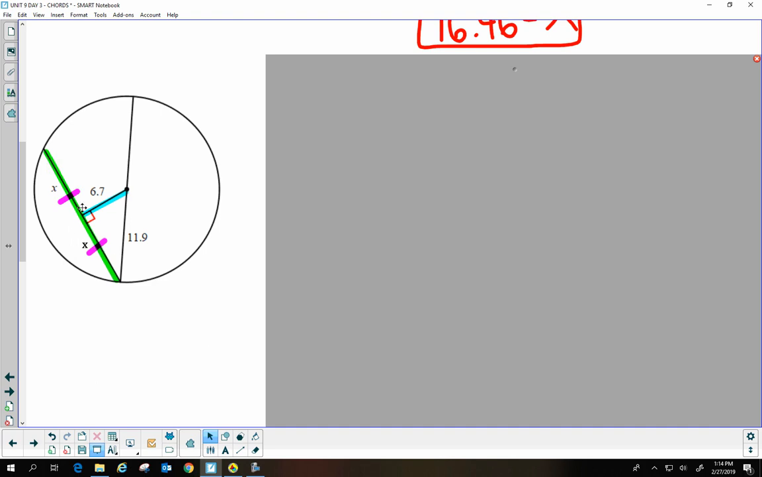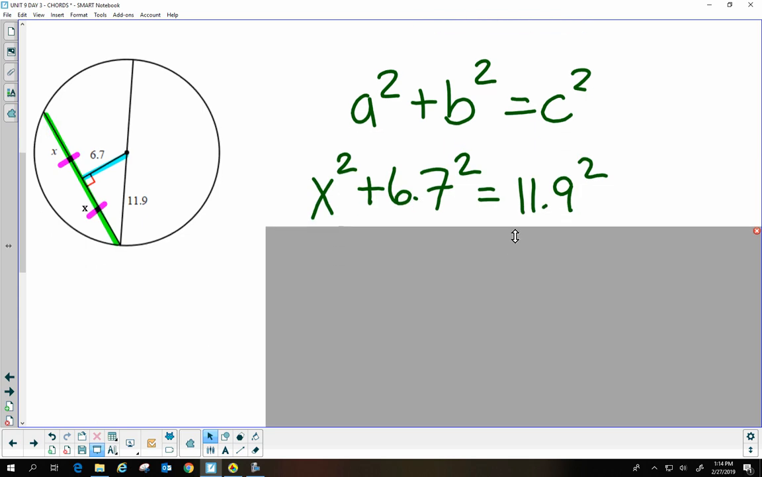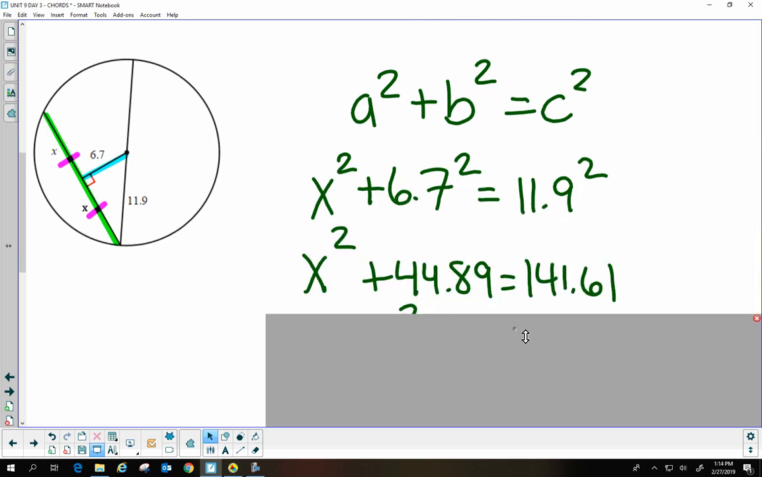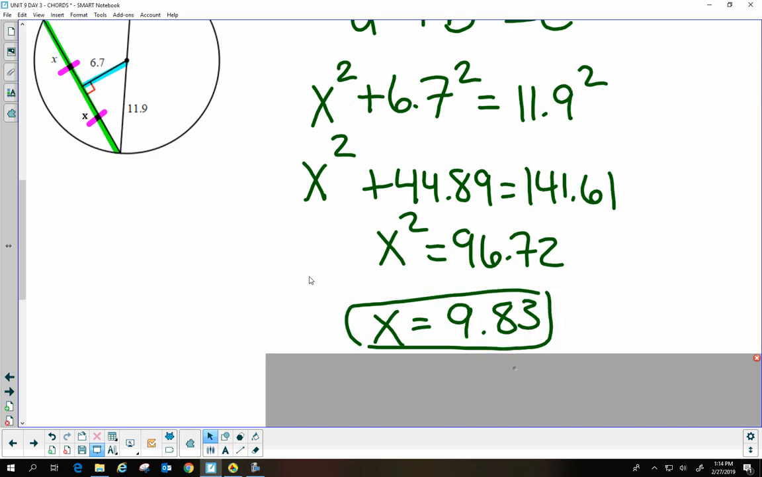So now it looks like I got a right triangle where I know the hypotenuse is 11.9, one leg is 6.7, and the other leg is X, which I'm looking for. I can use my Pythagorean theorem, and I can figure out how long that piece of that chord is. It's about 9.83. And so that means that both of these pieces of that chord are 9.83 long. If we wanted to know how long this green chord was, we could just add 9.83 to 9.83.